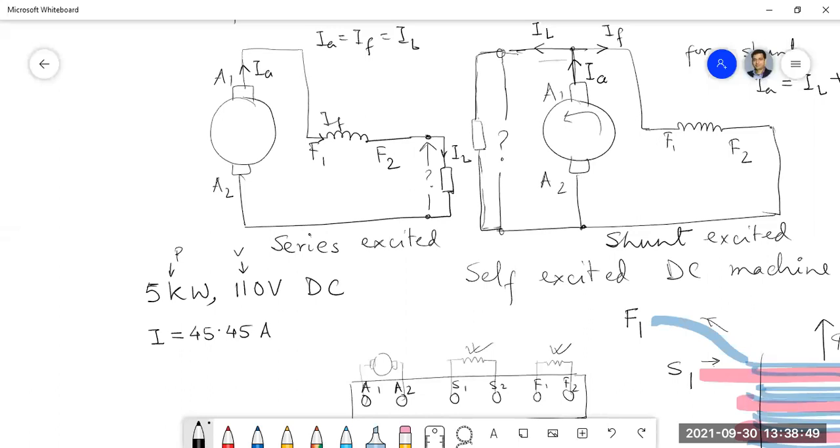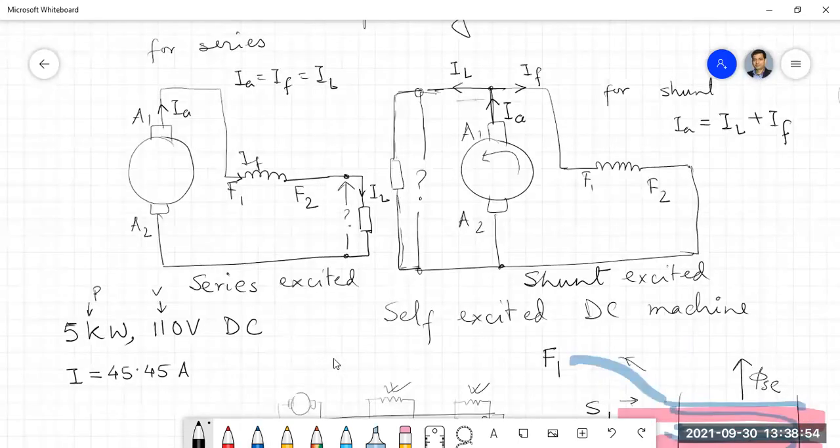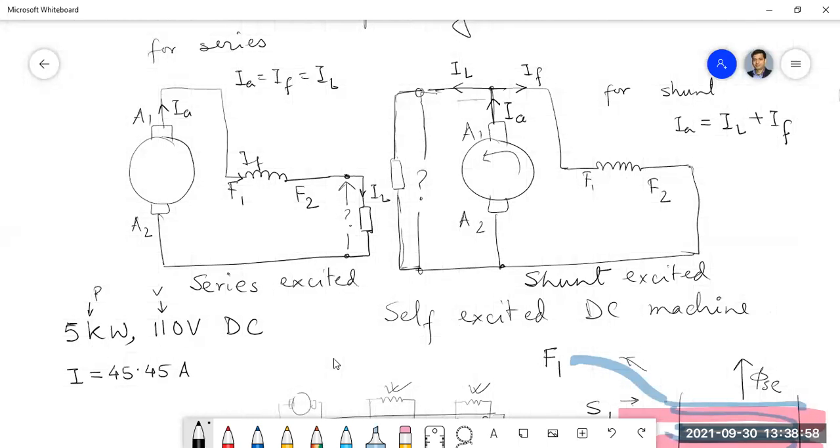Now, what do you want for the shunt machine? Though the field current is taking some current from the armature, what do you want in general? That this 45.45 ampere current, whatever is written here, is basically the rating of the load or output. Okay.